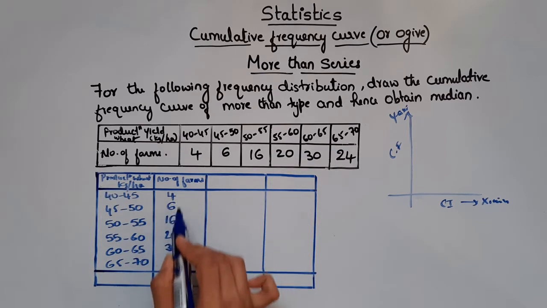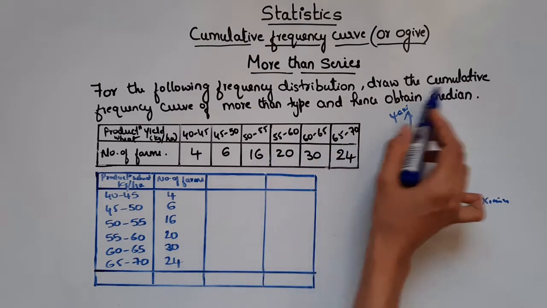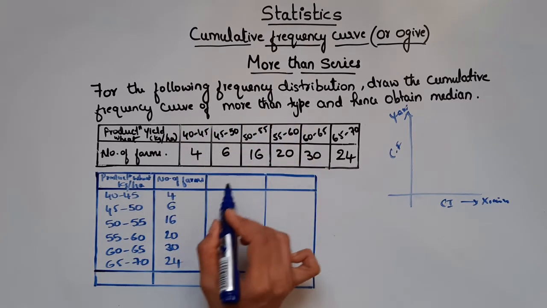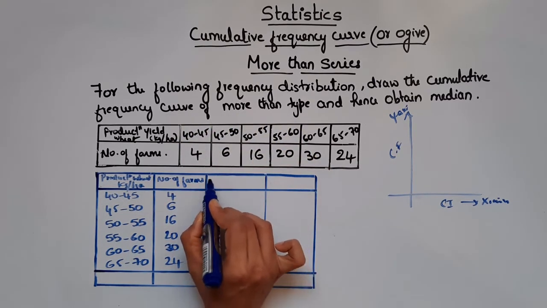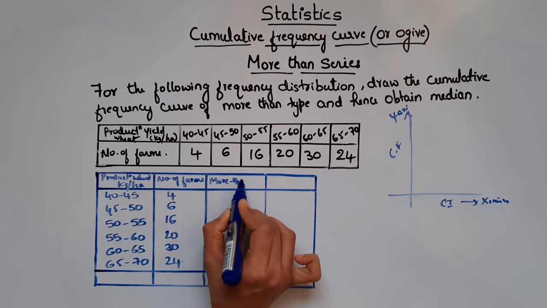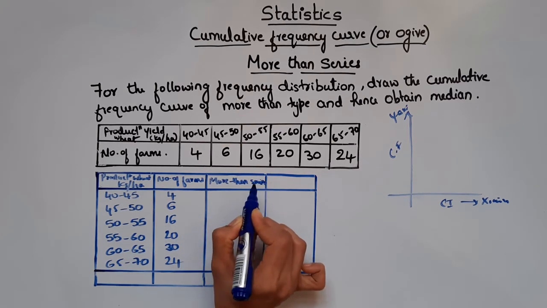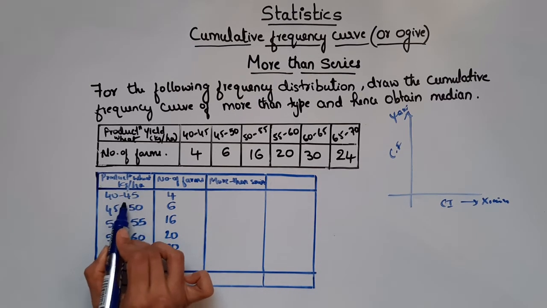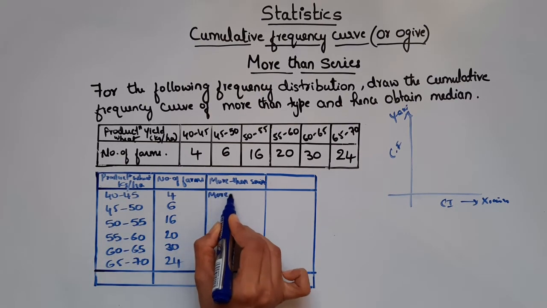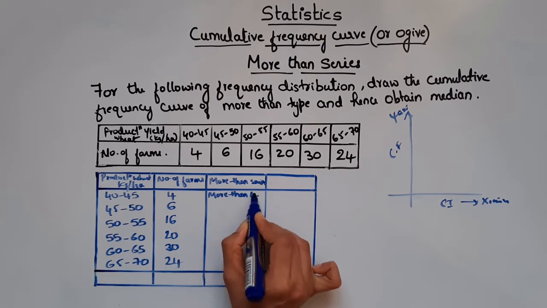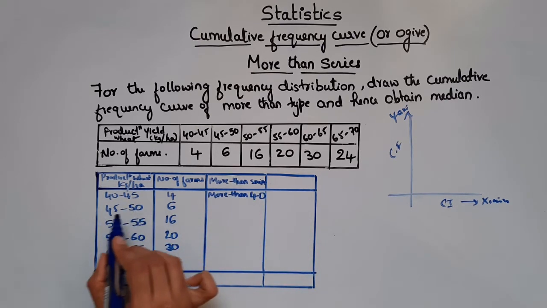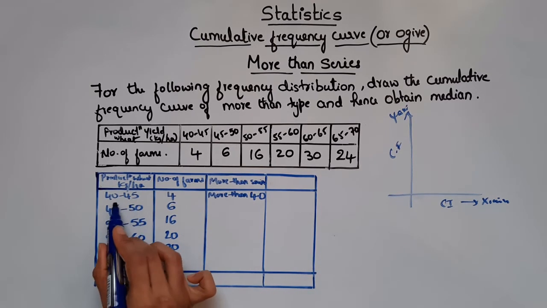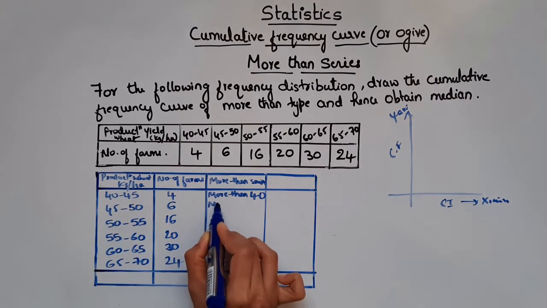So the first step is to write what is given as it is. Here they have asked us to draw the cumulative frequency curve of more than type. So we first have to make a more than series. For that, how do you read this? Here 40, more than 40 but less than 45. Agreed? Which means we have to write more than 40. Just read your class interval. How do you read this second one? More than 45 but less than 50. So you will write more than 45.